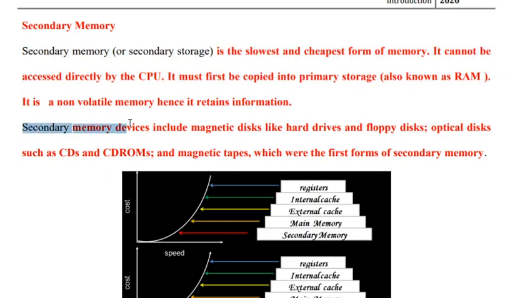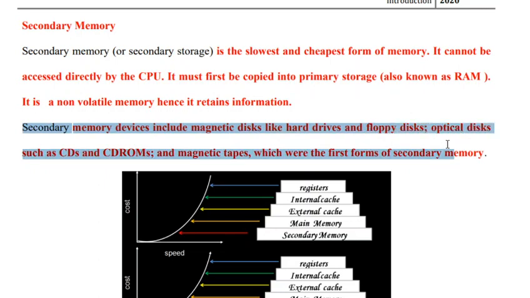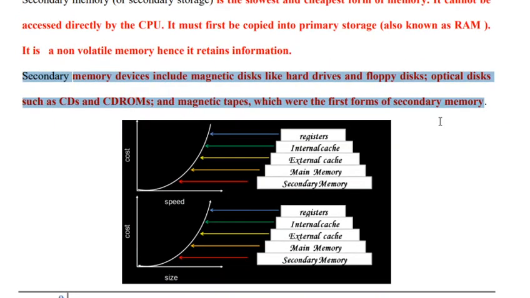Secondary memory devices include magnetic disks like hard disk and floppy disk, optical disks such as CDs and CD-ROMs, and magnetic tapes. So these are some examples of secondary memory.